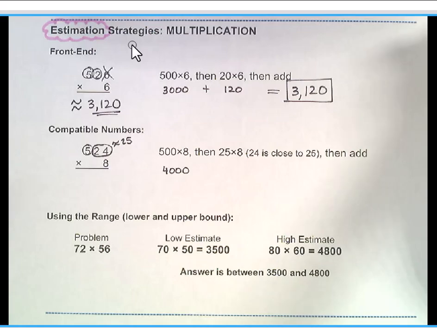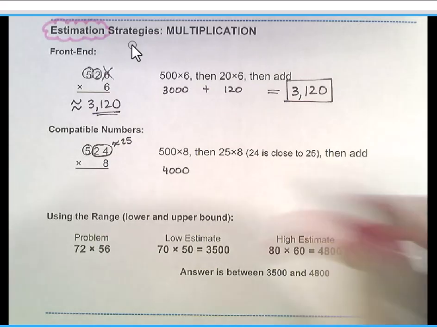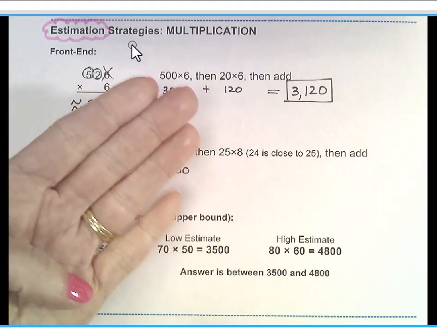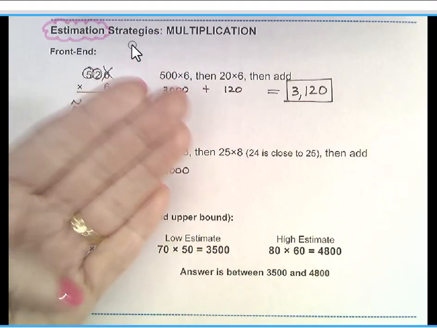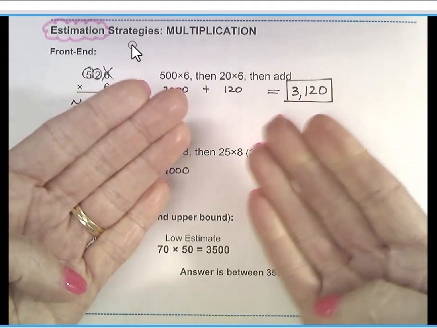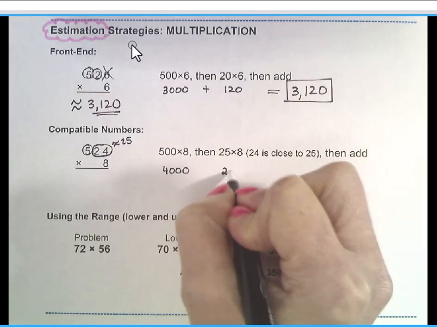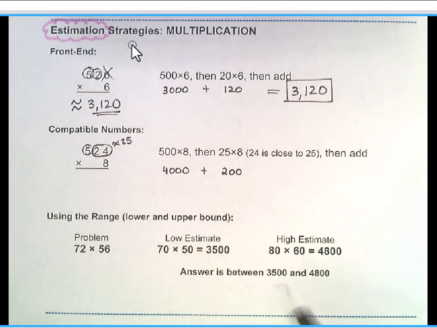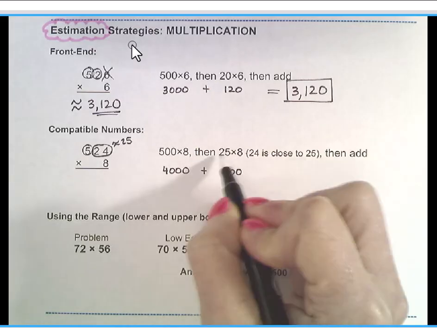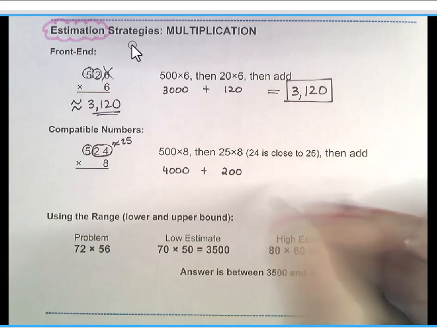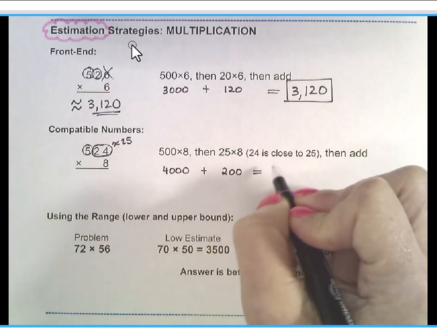Why would I want to change it to a 25? Because 25 acts like quarters with money, and so 25 is easier to multiply. So if I do 25 times 8, if I have 4 quarters, that's $1. So 25 times 4 is 100. Times 8 would be another 100. So we're looking at 200. So I'm making it compatible. Using 25 instead of 24, the math is easier. So that's going to be 200, and then we add those together, and you just get 4,200.